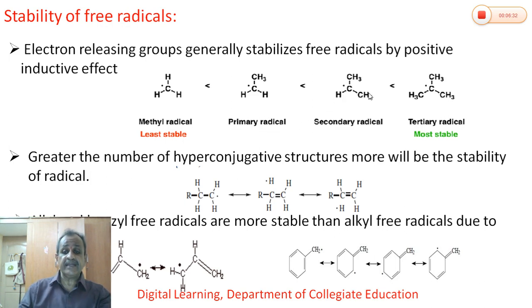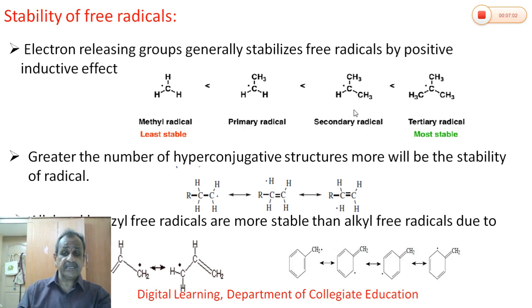For secondary free radical, there are 6 hydrogen atoms attached to 2 carbon atoms, CH3, CH3. Therefore, for this group of 3 structures, totally 6 structures are possible. Whereas in case of tertiary free radical, there are 9 hydrogen atoms totally. Therefore, 9 hyperconjugative structures are possible.